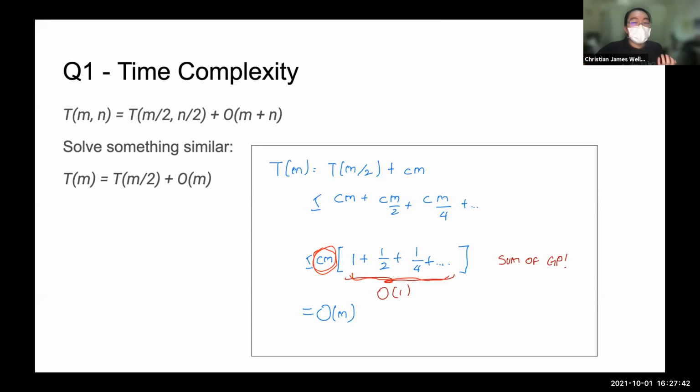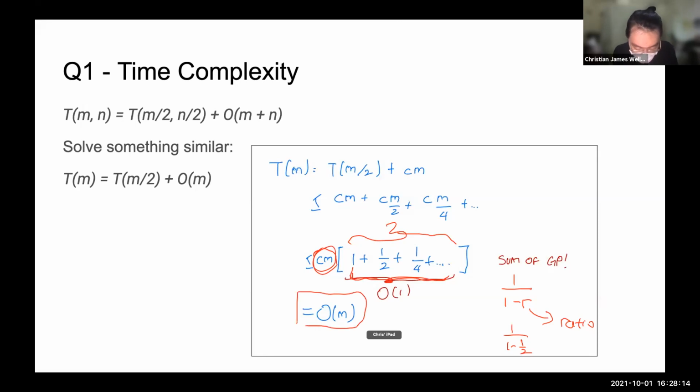And hopefully by now you're familiar enough with the sum of GP formula to know that this entire thing is bounded by a constant. If it's summed to infinity from the 0th power all the way to infinity, you should get something like 1 over 1 minus r, where r is the ratio. So here it's 1 over 1 minus a half, so this entire thing should be 2, something like that. Okay, so this is how you get O(M). Okay, so this is a quick recap.